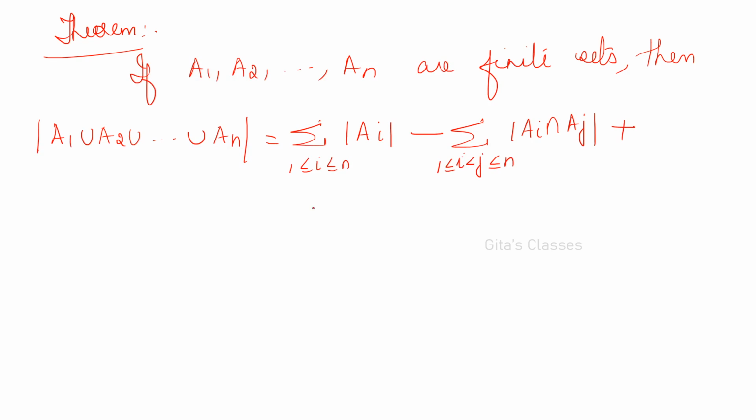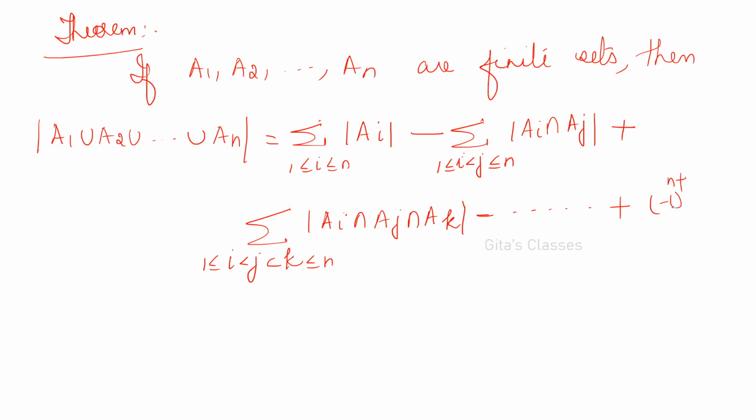Okay. Next is 3 at a time, right? So it should be plus. We started with plus, alternately plus and minus. Now taken 3 at a time. So sigma, cardinality of Ai intersection Aj intersection Ak, you have to introduce 3 variables. Now what is the relationship between i, j, k? Strictly less than. You cannot write A1 intersection A1 and so on. So this varies from 1 to n. Then the next should be minus, etc. The last will be minus 1 to the power n plus 1.